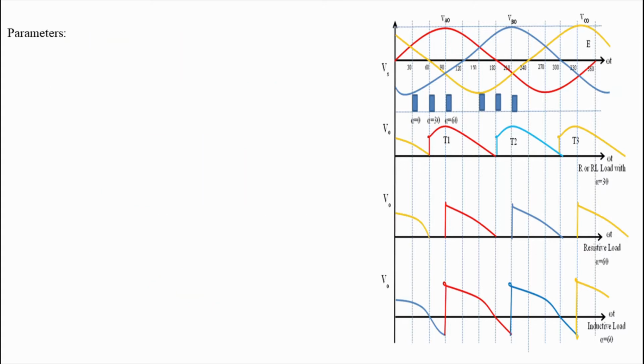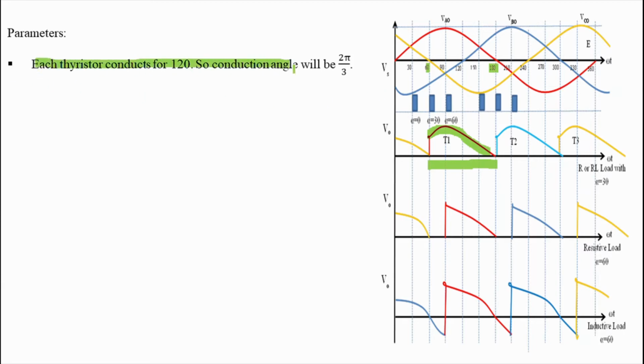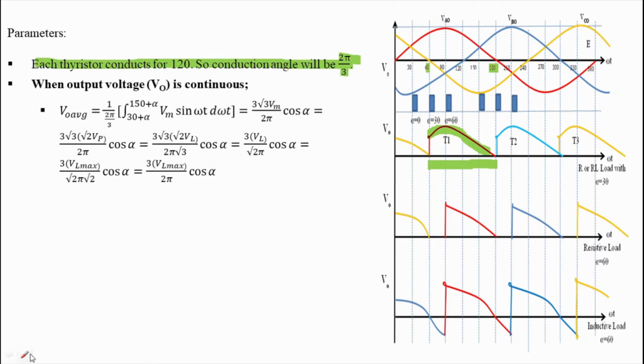See this waveform. For continuous conduction mode, we can clearly see that each thyristor conducts for 120 degree. So we can say that the conduction angle of the thyristor is equal to 120 degree, that is equal to 2 pi by 3. When output voltage is continuous, the time period is 120 degree and we get VA naught from 30 plus alpha to 150 plus alpha.